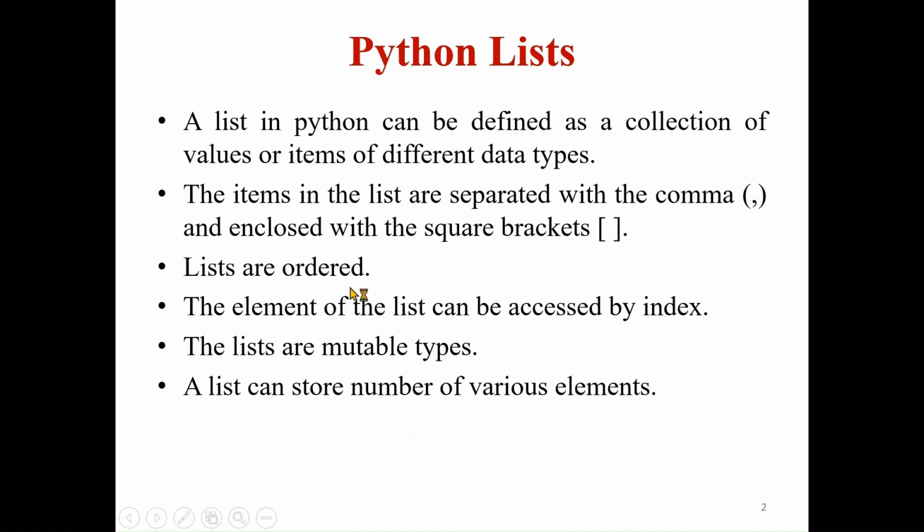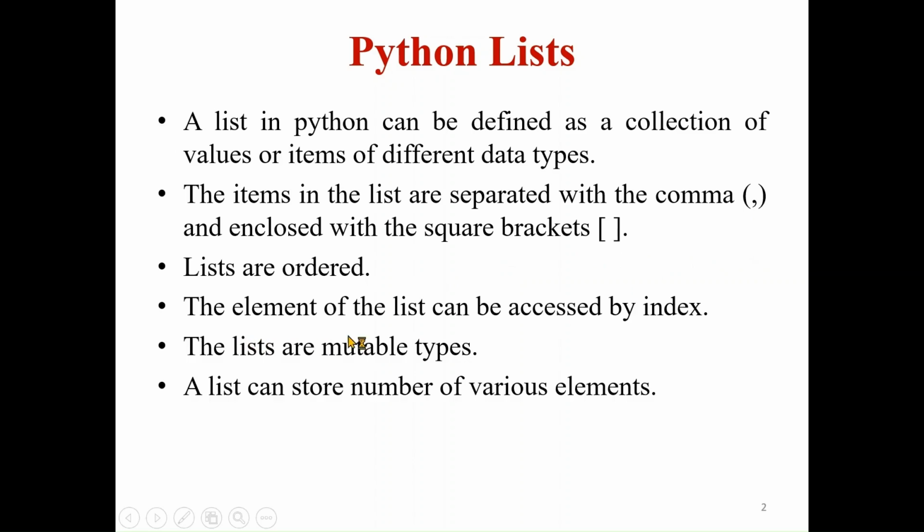Lists are ordered. That means in whichever order you give the items, like suppose I give 1, 2, 3, 4, 5, the output is also the same. Some other objects, like dictionaries, are unordered. That means whatever you give, the arrangement in the output can be different. The third element can be displayed first and the first element can be displayed last. But lists are ordered, so in whichever sequence you create a list, the same sequence is followed.